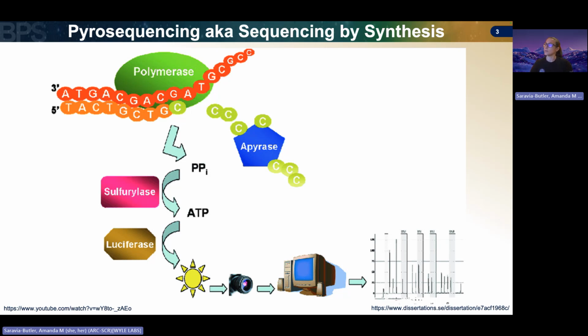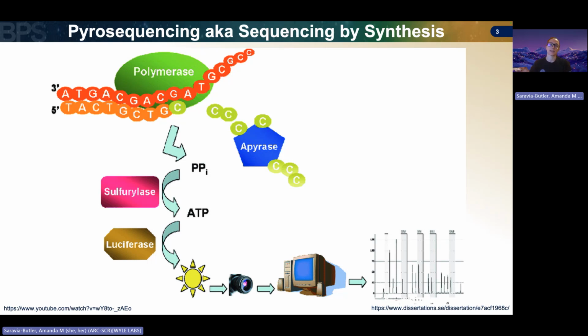And this will continue, and we will see those graphs generated here, which is known as a pyrogram, and we then can read it to see the sequence of our unknown DNA template. So in this example here with pyrosequencing, we're introducing just one nucleotide at a time.